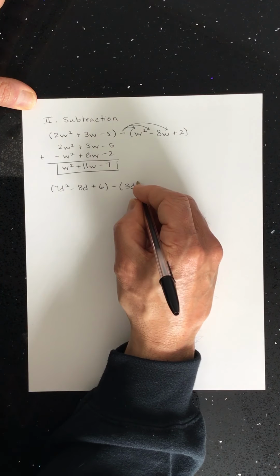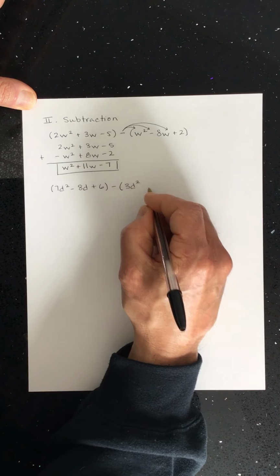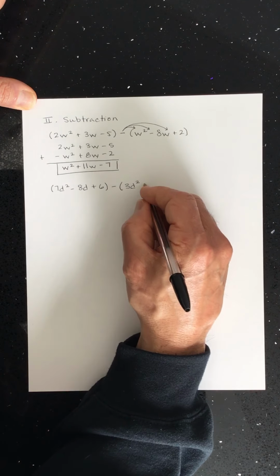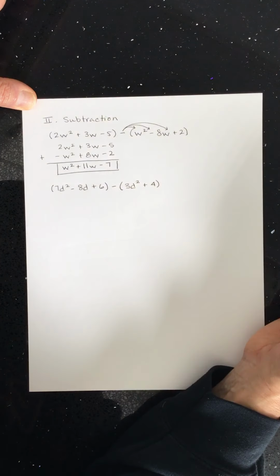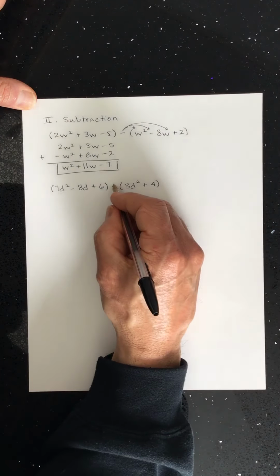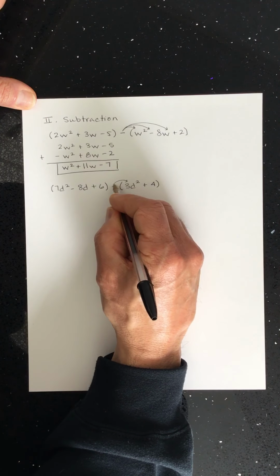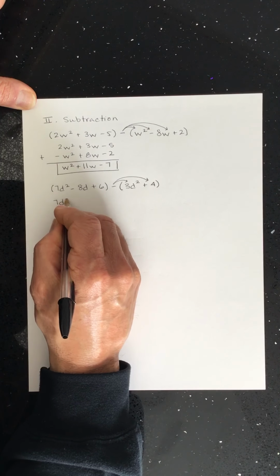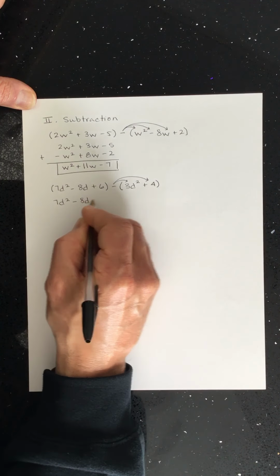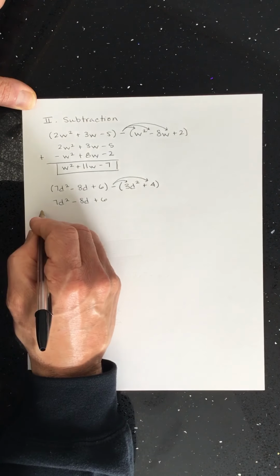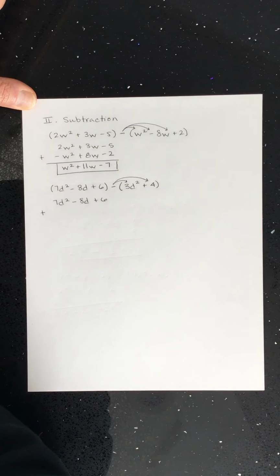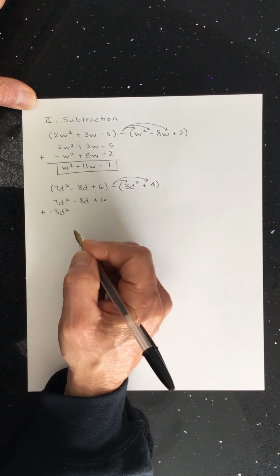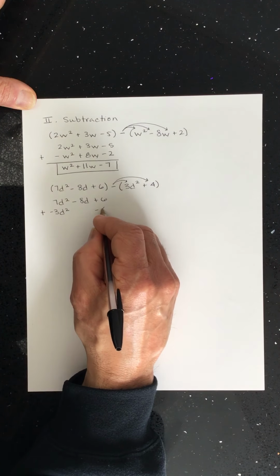So this is 7d squared minus 8d plus 6 minus the quantity 3d squared plus 4. Once again, distribute the negative. And so we have 7d squared minus 8d plus 6 plus, because we're adding the opposite, and this is going to be a negative 3d squared, and then this will be a negative 4.